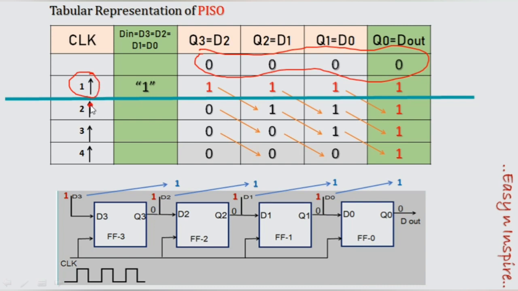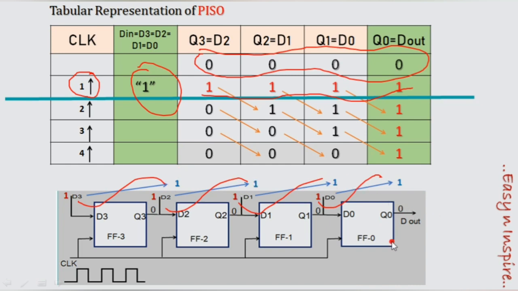During the first clock pulse, one value is applied to D3, D2, D1, D0 parallelly. So simultaneously, I'm applying 1, 1, 1, 1 as input to 4 flip-flops. So what is it going to be? 1 is output, 1 is output, again 1 is output, 1 is output. My output values are Q3 is 1, Q2 1, Q1 1, Q0 1. See, all outputs are 1s. I am entering my data parallelly and parallelly outputs are 1s.